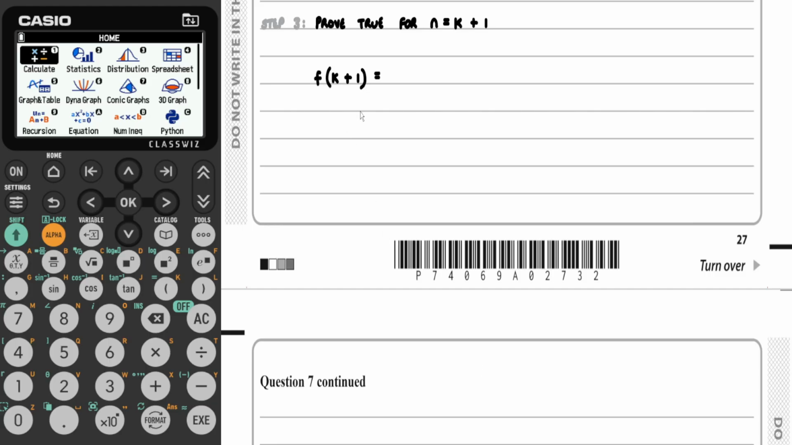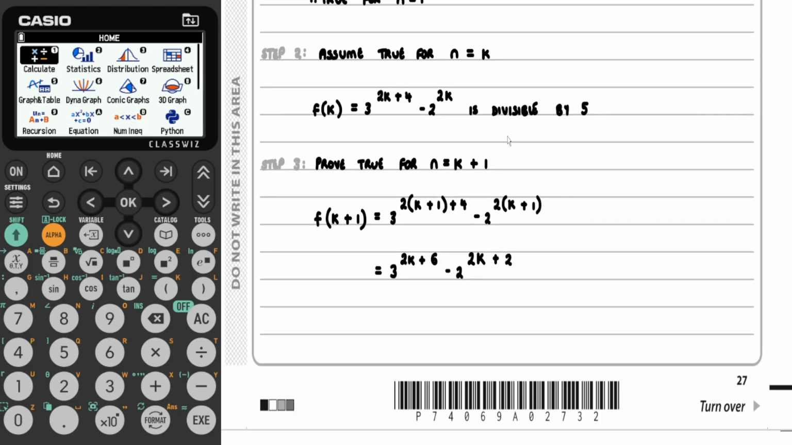So I've got f of k plus 1, that will equal 3 to the power of 2 times by k plus 1 plus 4, subtract 2 to the power of 2 times by k plus 1. Now, if we take a look at the powers and simplify, we would end up with 3 to the power of 2k plus 6, subtract 2 to the power of 2k plus 2. And what we need to do is make this result similar to what we have over here. Here we've got a 3 to the power of 2k plus 4. We need to somehow adjust this. And here we've got a 2 to the power of 2k. We somehow need to adjust this.